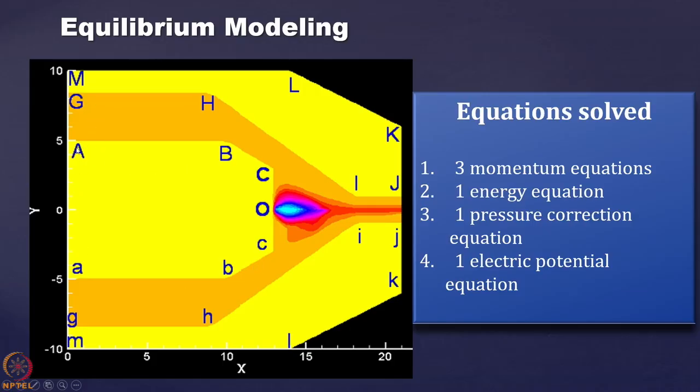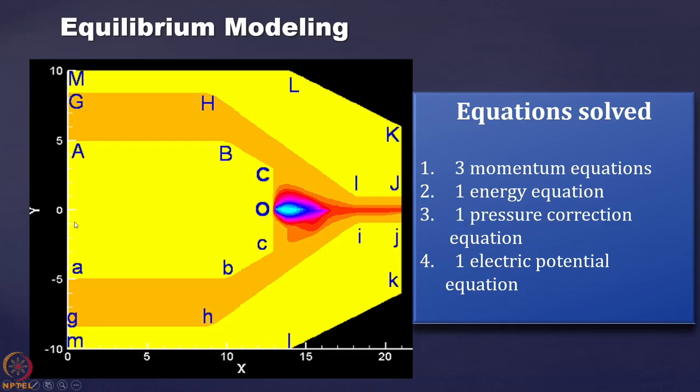I have numbered this like A, B, C, O, C, B, A. So this basically, I can say that A, B, C, O, C, B, A forms the cathode. Similarly, this yellow zone forms the anode. I have written the upper part in capitals, and the lower parts in small letters. So identical places are given the same numbers, like this is capital K, this is small k, this is capital J, this is small j.